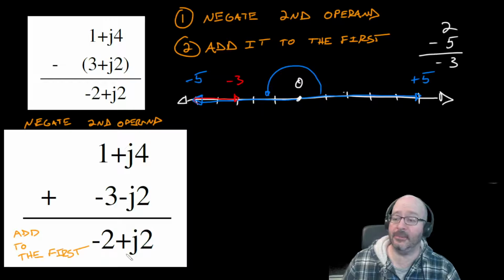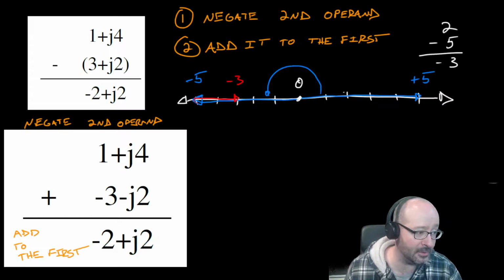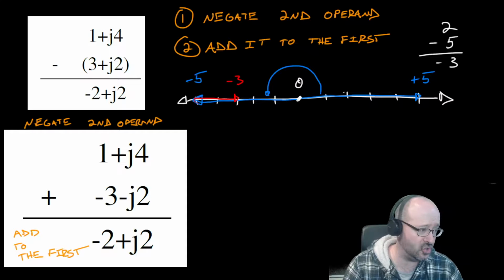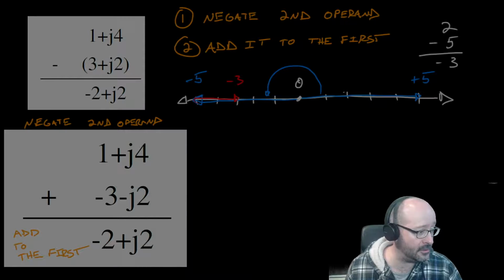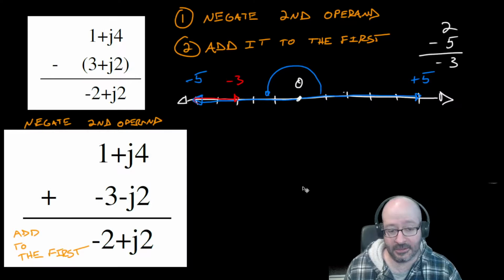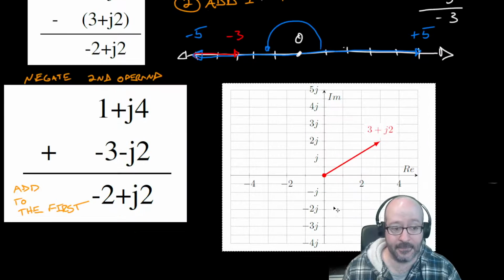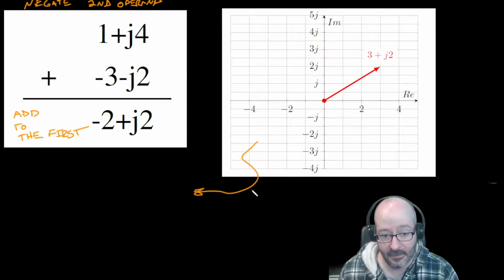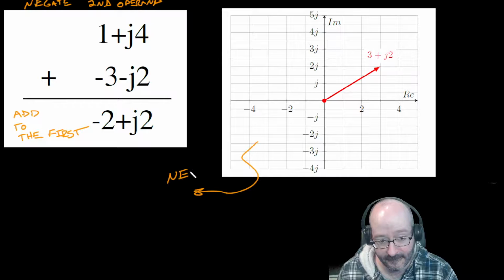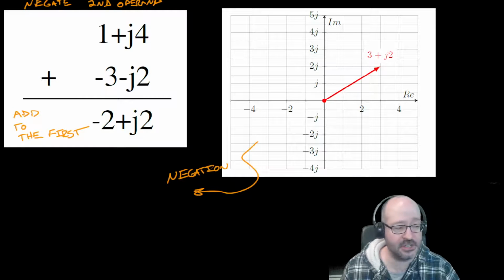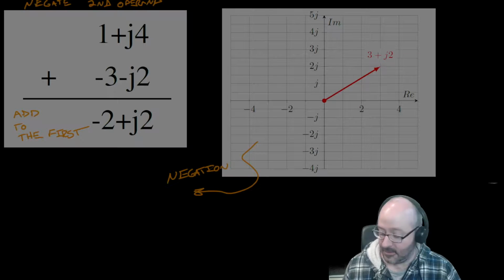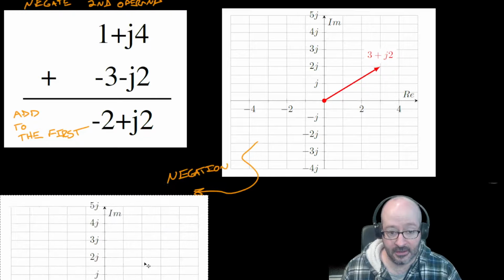Let's do it graphically, because I think it's useful to be able to picture these things. We started with 3 plus j2, and 3 plus j2 is our second operand, and it's going to look like that, right? From here, we're going to negate it. Negation. We're just going to spin it around 180 degrees, and it's going to look like this.